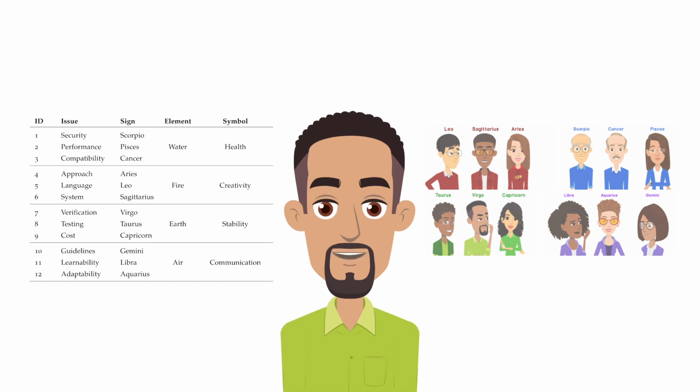All of this information is placed into a table. This table is referred to as the Virgo chart. The chart is based on the 12 common mobile development issues, the 12 zodiac signs, the 4 elements, and 4 symbols for each subteam. You can reference the zodiac chart throughout the lesson for guidance, as well as look at the symbols and name tags the avatars are wearing.